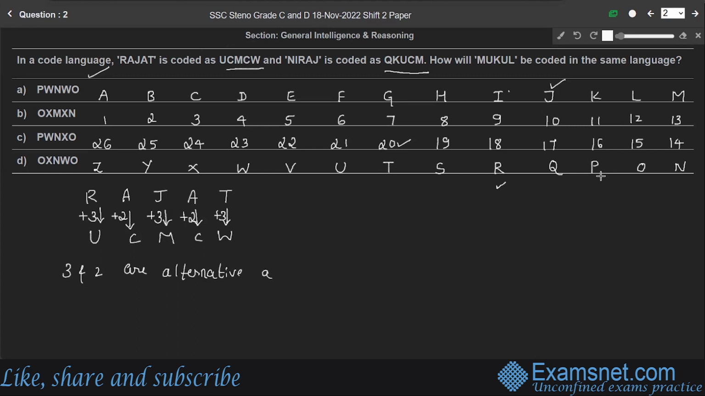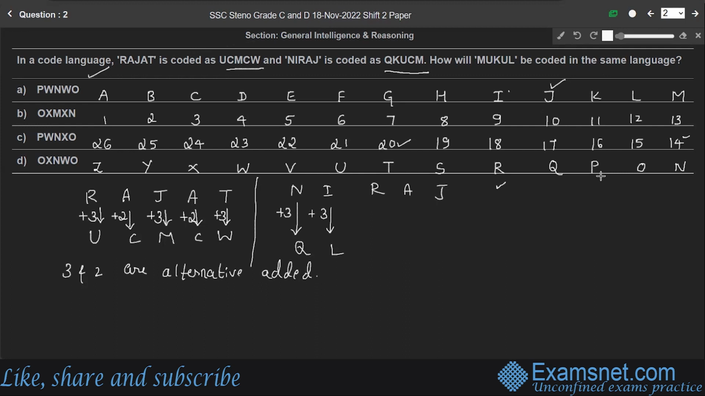Alternatively added to get the code, right? Similarly, the second word, which is Neeraj, N-I-R-A-J. So we have to add the number 3 to the first letter. So N is 14 plus 3 is 17, which is Q. Then I is 9 plus 3 is 12, which is L.